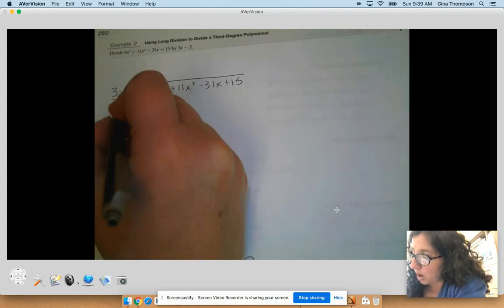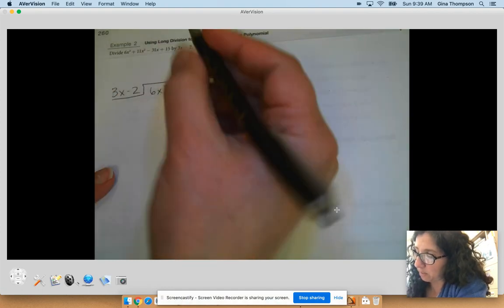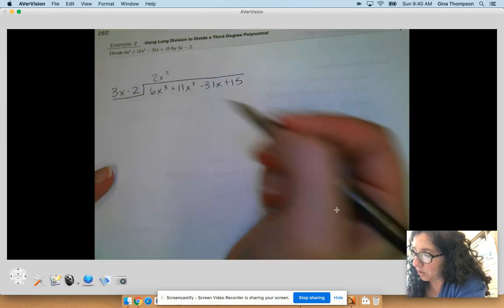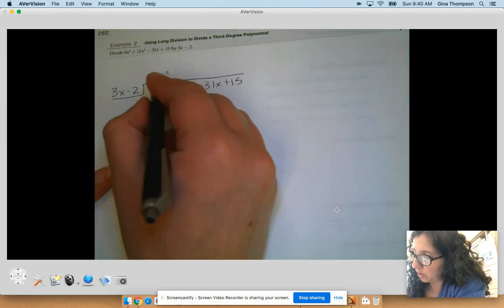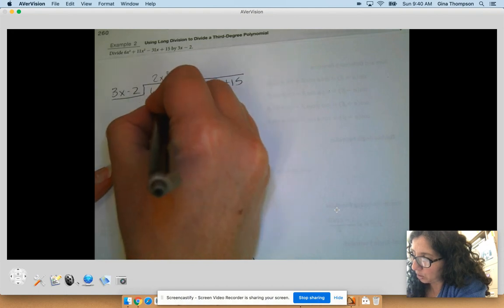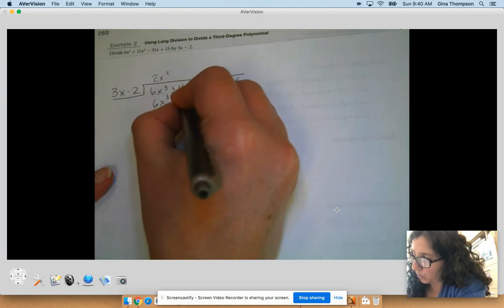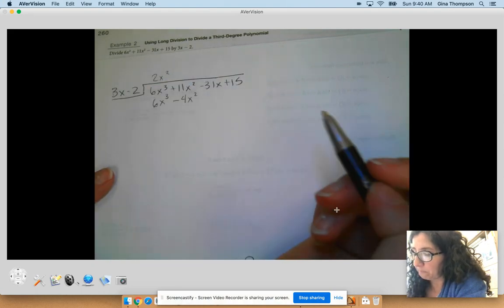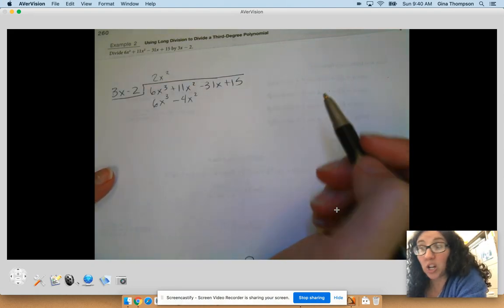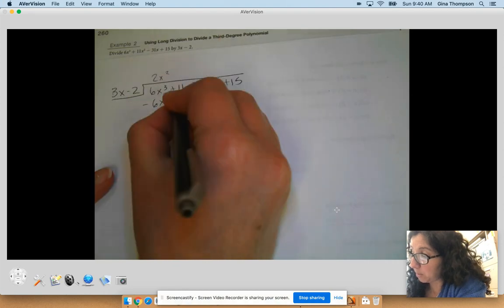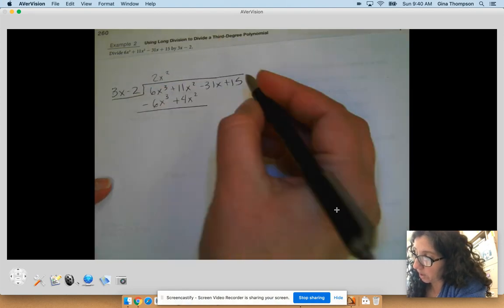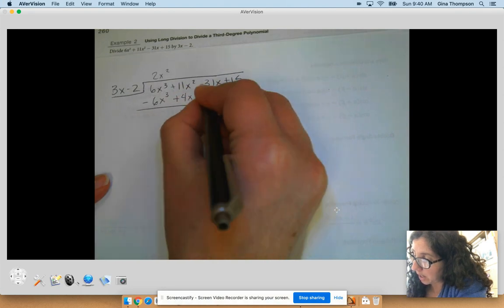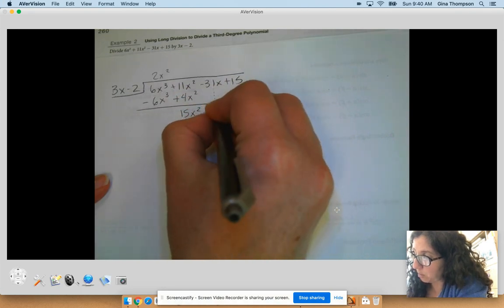All right, so 3x goes into 6x cubed how many times? 2x squared, right? Because those together give me 6x cubed. Okay, so let's multiply: 6x cubed minus 4x squared, right? I multiplied this by both of those terms. And now I subtract. So I change all the signs. This becomes negative, this becomes positive. I'm going to get 15x squared, and now I bring this down, minus 31x.